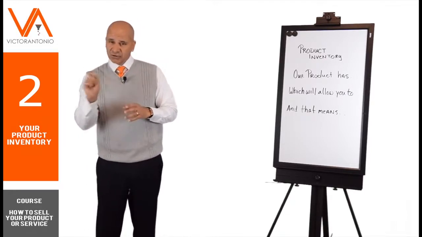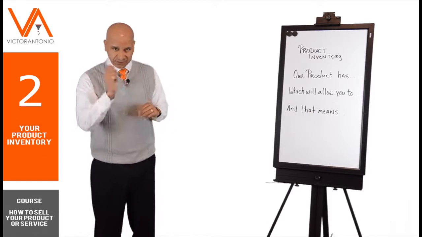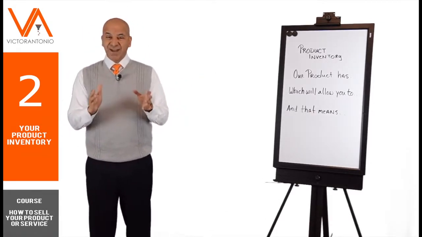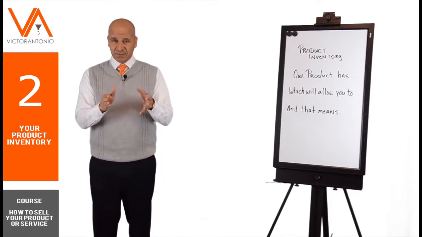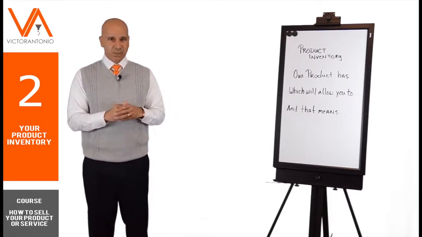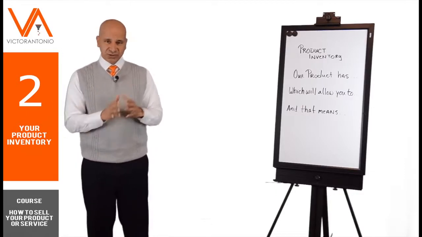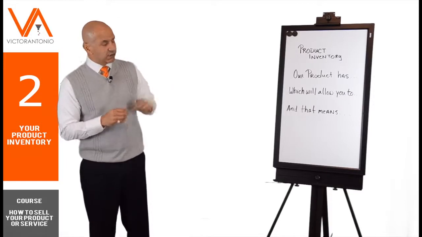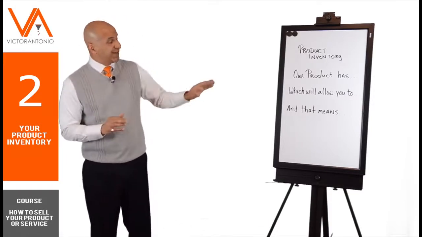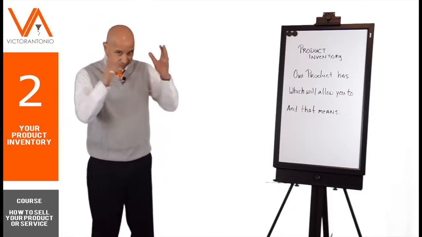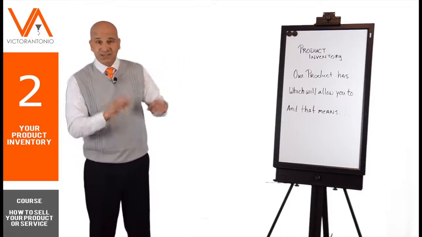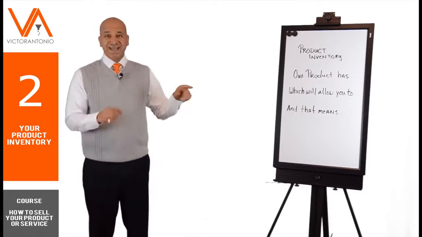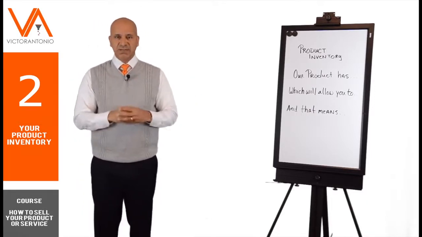Now, once you have that feature written out, our product has, fill in the blank feature, which will allow you to, that is the benefit statement. So the first one is a feature statement. The second is the benefit statement, which will allow you to, so in other words, this feature will allow you to. And the third part here is the advantage statement. And that means, so for example, let me put it all together. Our product has this, which will allow you to do that, which means that, then you explain the advantage.